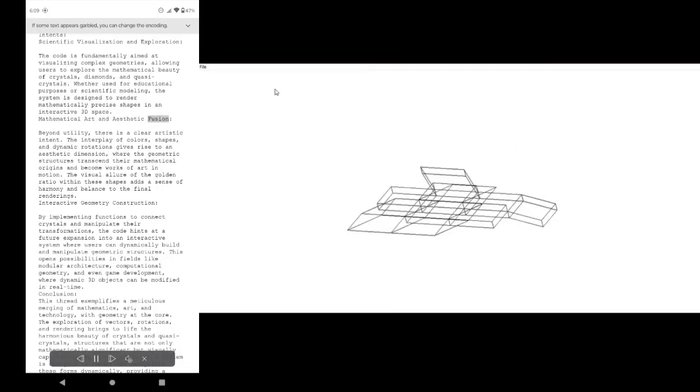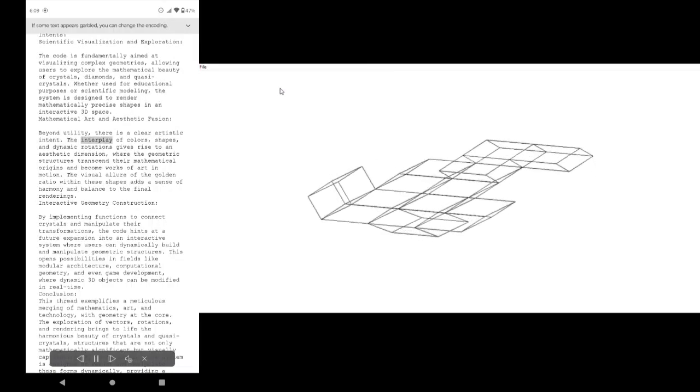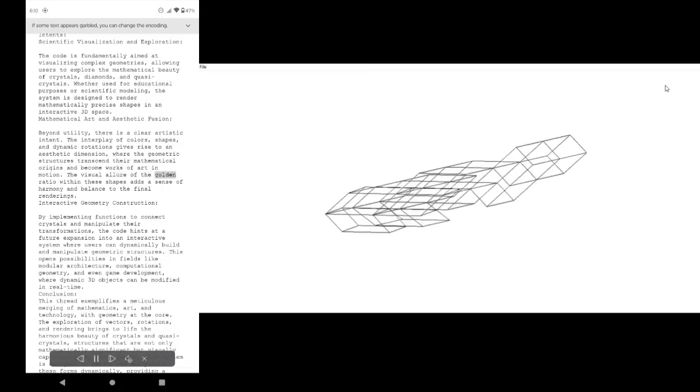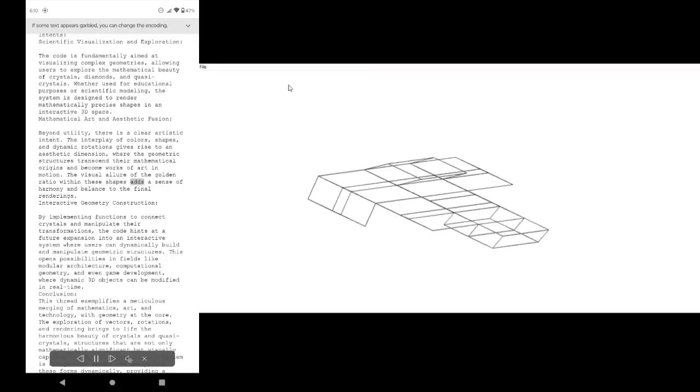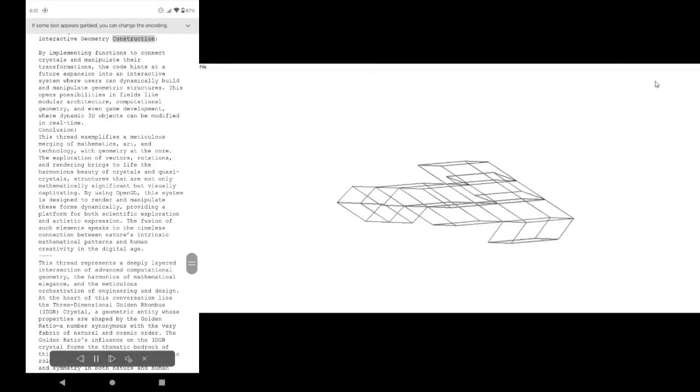Mathematical art and aesthetic fusion. Beyond utility, there is a clear artistic intent. The interplay of colors, shapes, and dynamic rotations gives rise to an aesthetic dimension where the geometric structures transcend their mathematical origins and become works of art in motion. The visual allure of the golden ratio within these shapes adds a sense of harmony and balance to the final renderings.